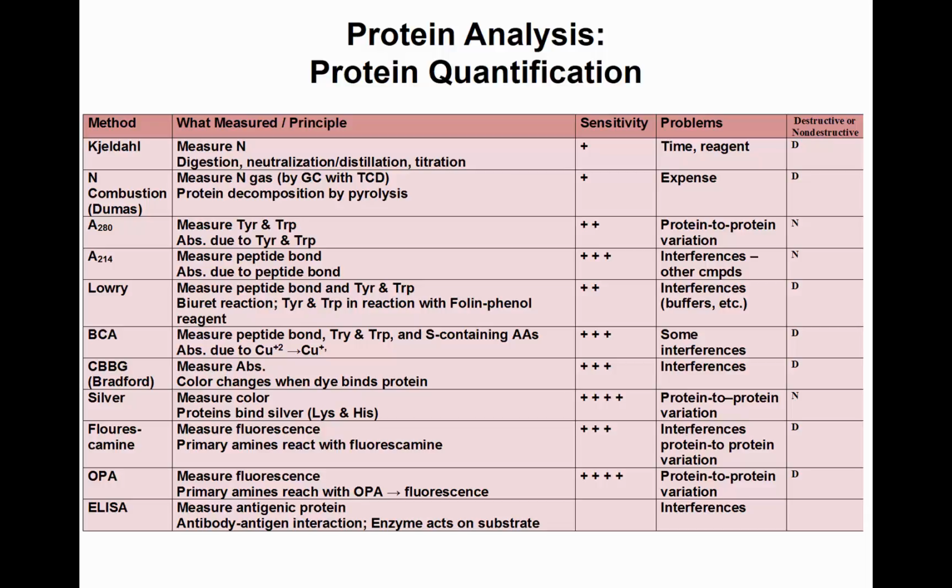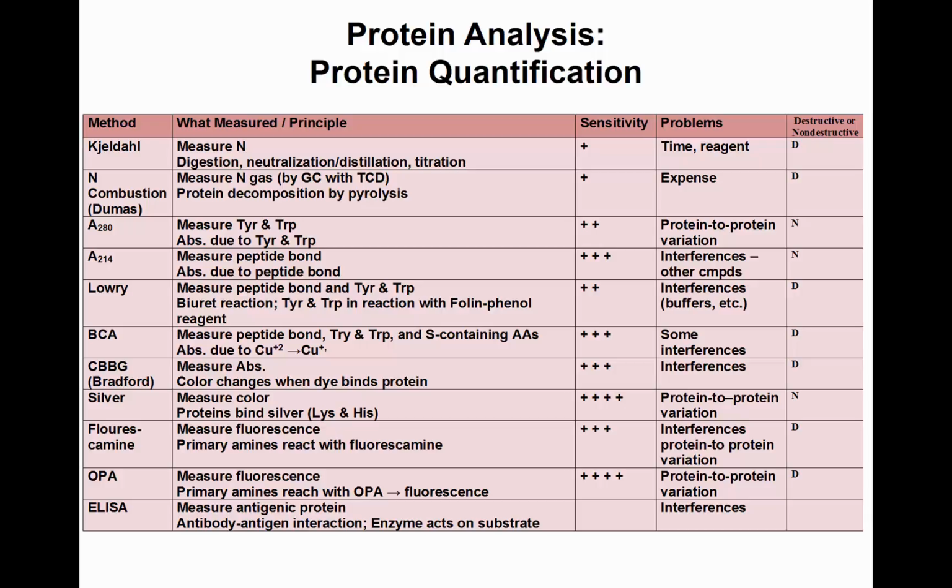All of these other methods are chemical based. You react with, for example, a dye, or you rely on the reducing power of the peptide and other amino acids, and so on. OPA, you'll hear me repeat that quite a bit for different purposes, is a reagent that reacts with a primary amine and gives you a fluorescence, and you measure that.